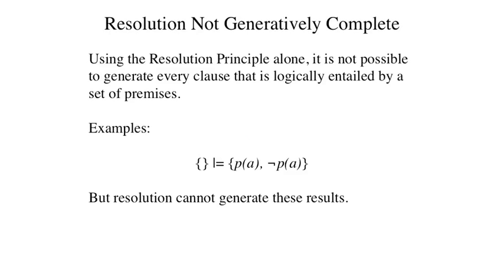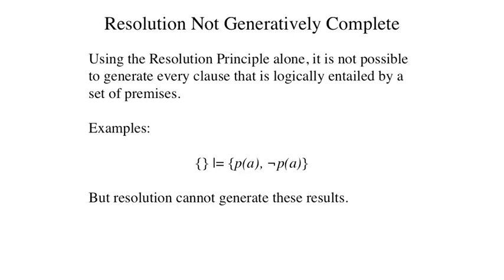Unfortunately, like propositional resolution, relational resolution is not generatively complete. That is, it's not possible to find resolution derivations for all clauses that are logically entailed by a set of premise clauses. For example, the clause P of A or not P of A is always true, and so it's logically entailed by any set of premises, including the empty set of premises. Relational resolution requires some premises to have any effect, so given an empty set of premises, we would not be able to derive any conclusions, including this valid clause.